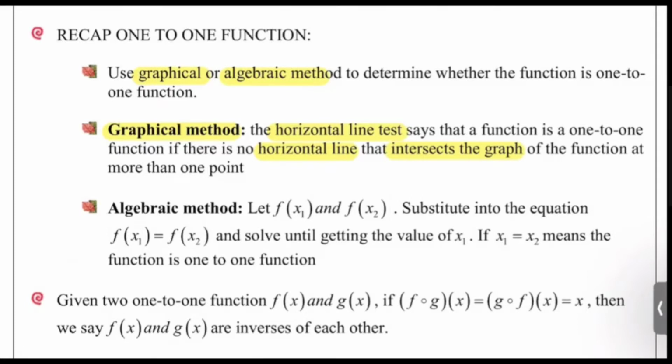Kalau algebraic method, so kita kena let f of x1 and f of x2, kemudian kita kena masukkan dalam equation f of x1 sama dengan f of x2, and then kita kena solve sampai kita dapat nilai x1. Dan kita check, kalau lah x1 sama dengan x2, maka dia adalah one-to-one function.